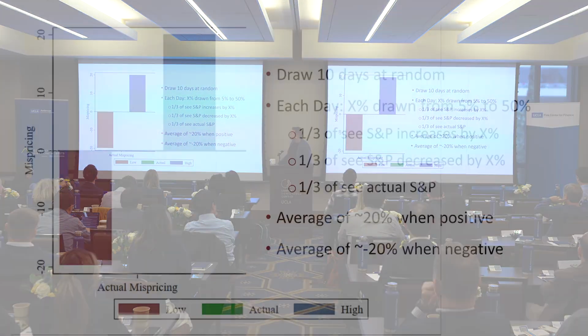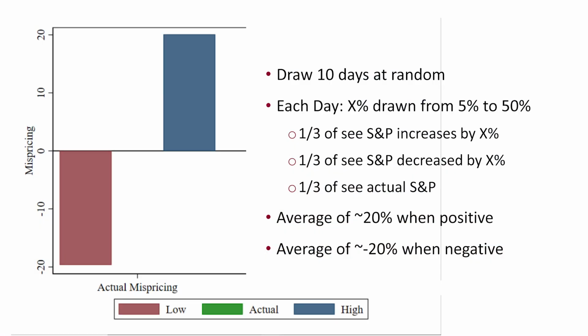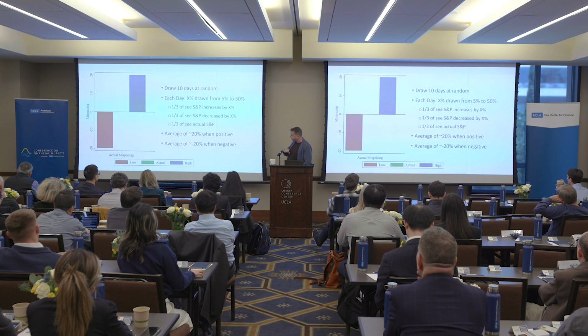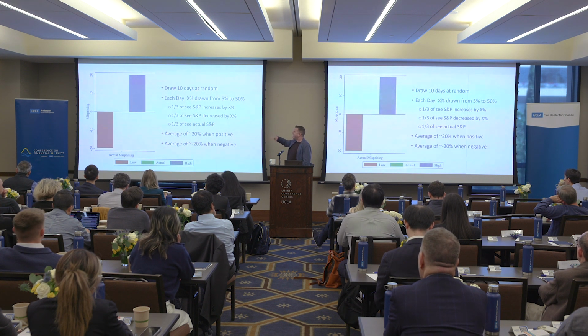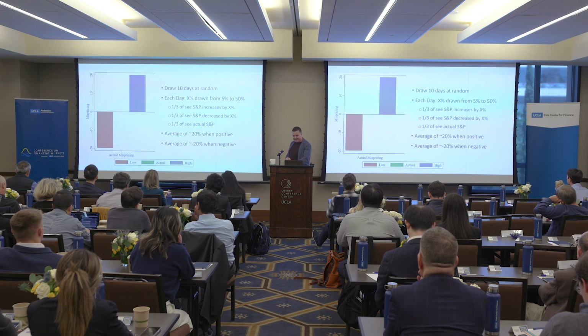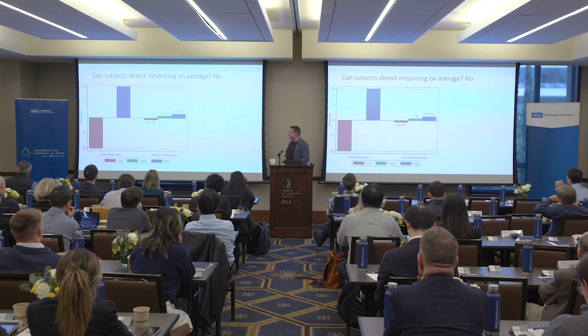So the average of the random draws was about 20% for the X. There were 10 days we chose to focus on, chosen at random. Each day had a specific X assigned to it, where on that day, a third of the participants saw numbers increased by X, a third saw things decreased by X, and a third saw the actual level of the S&P. This is showing you what the correct response would be. And also, I should say, everything was randomized as you would expect in terms of ordering, who saw what, and things like that. So that's what was in the data.